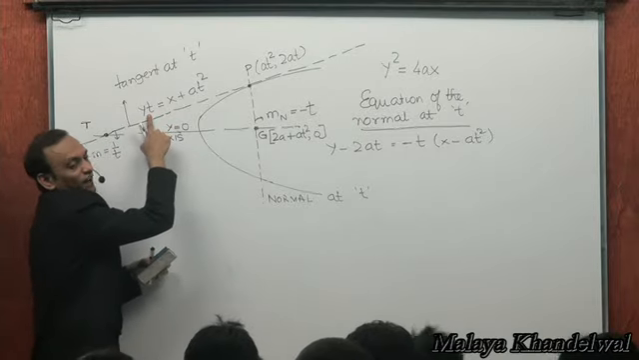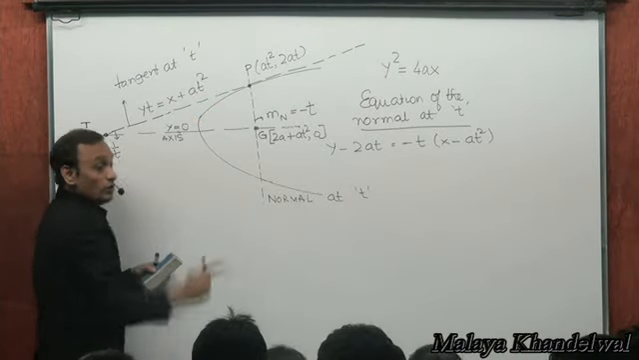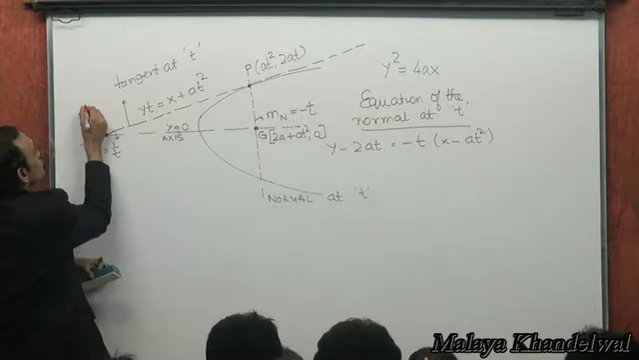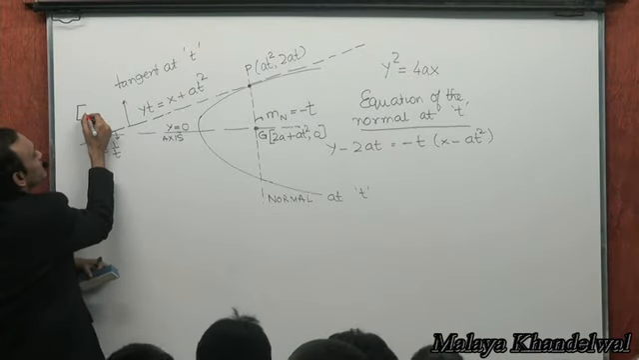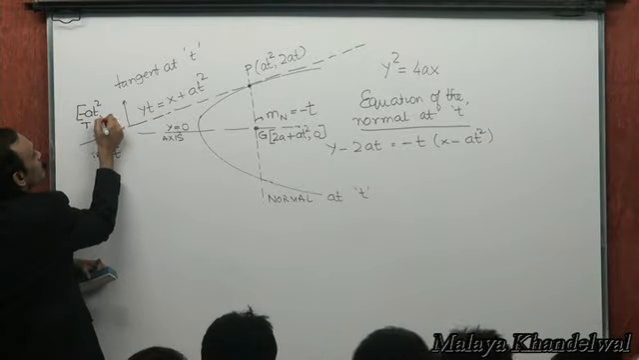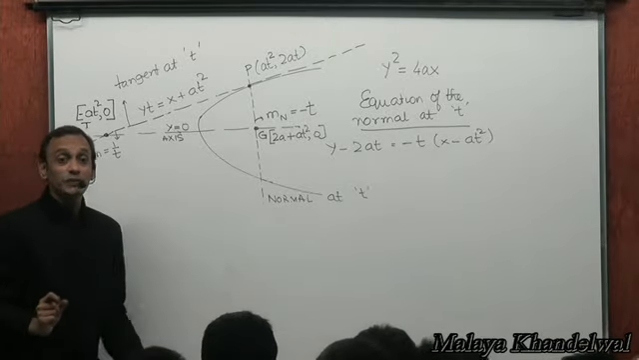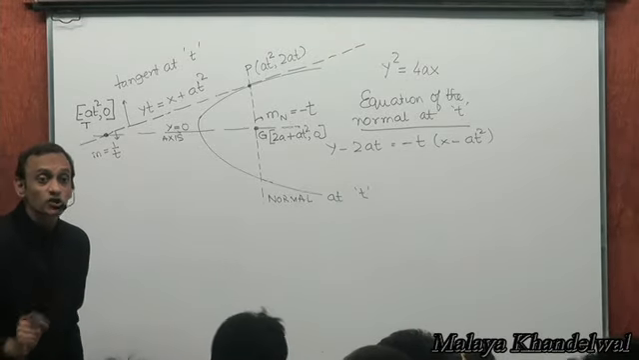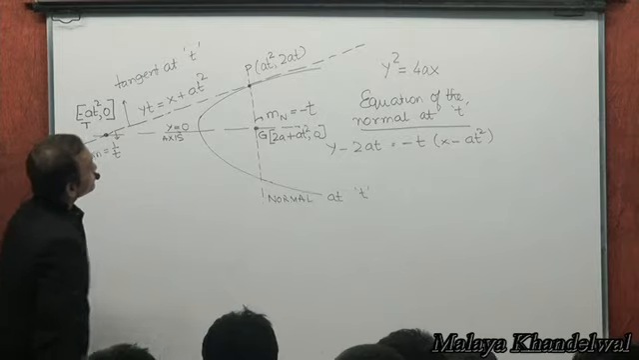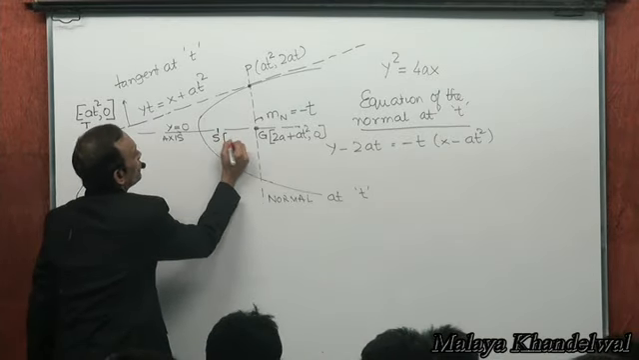So in this, if you plug in y equal to 0, you get x equal to minus at squared. So the point where the tangent intersects the axis is x is minus at squared, y is 0. That's where the tangent intersects the axis. Yes or no? Right? And in fact, where is the focus? The focus is (a, 0).